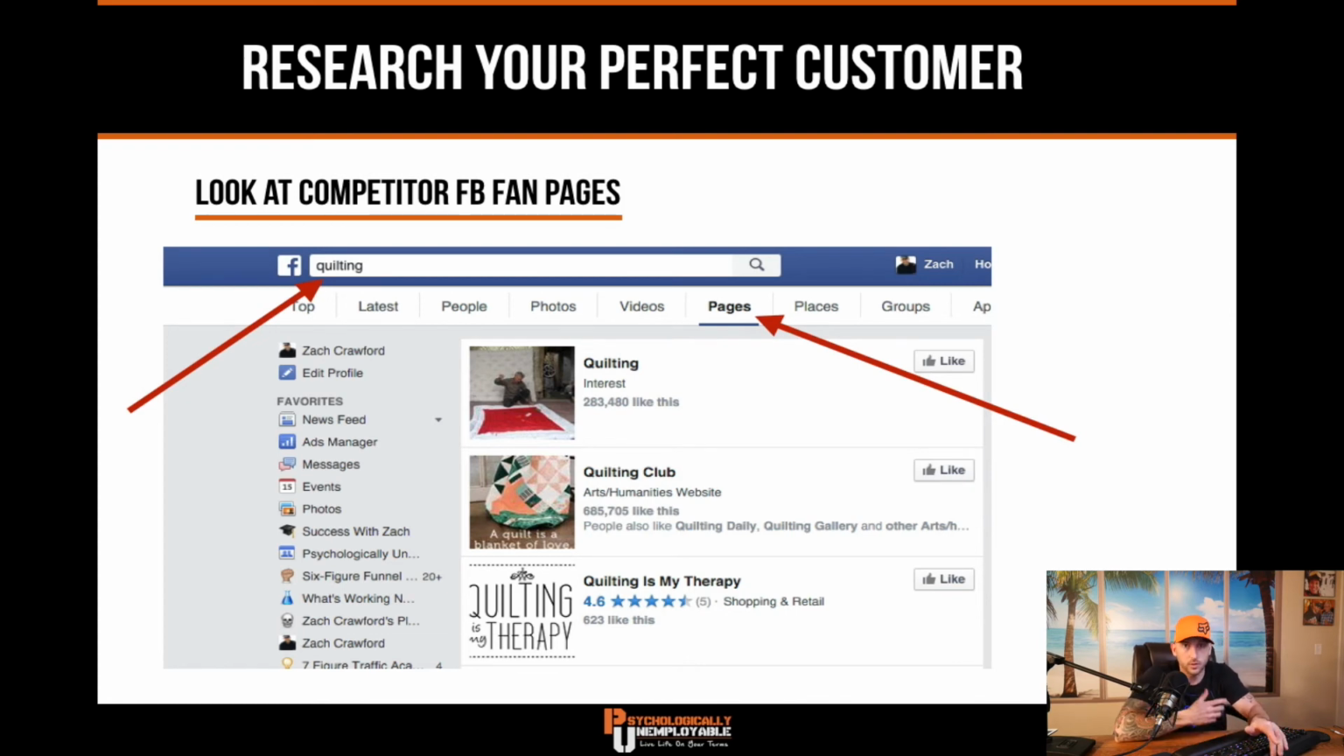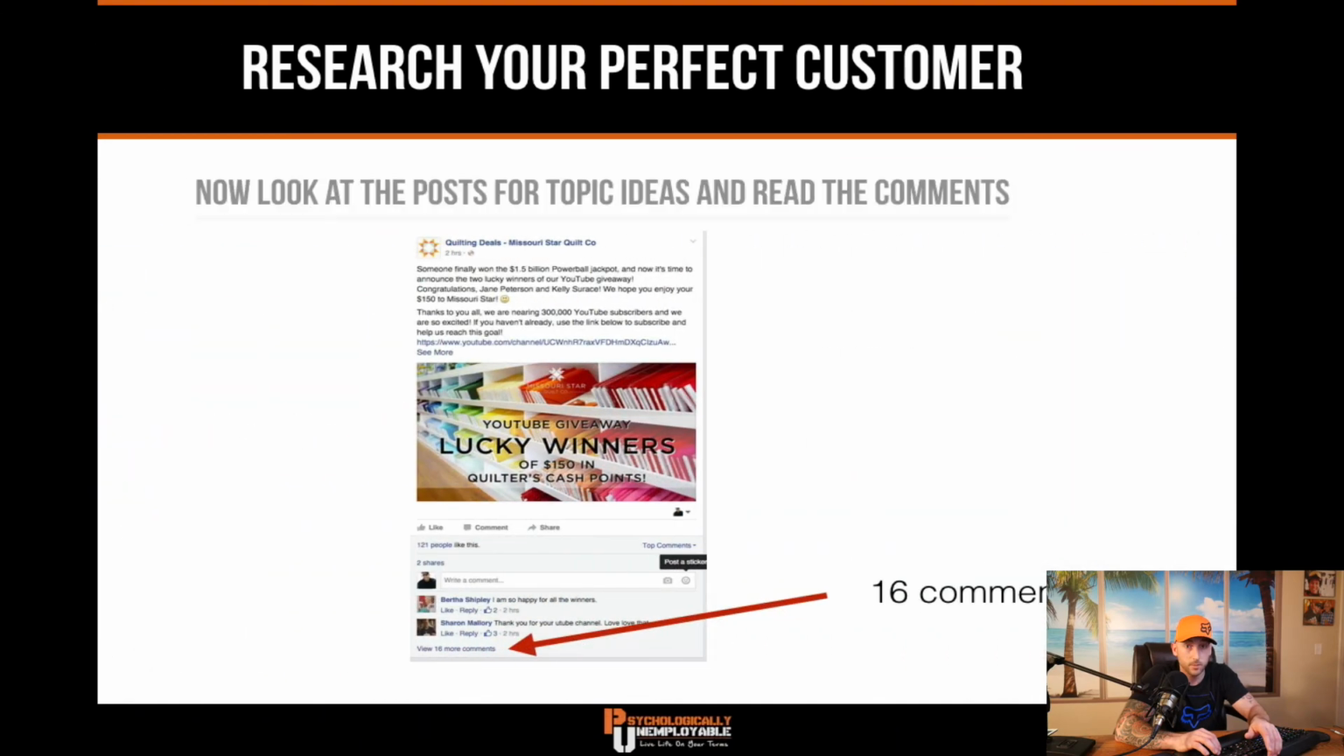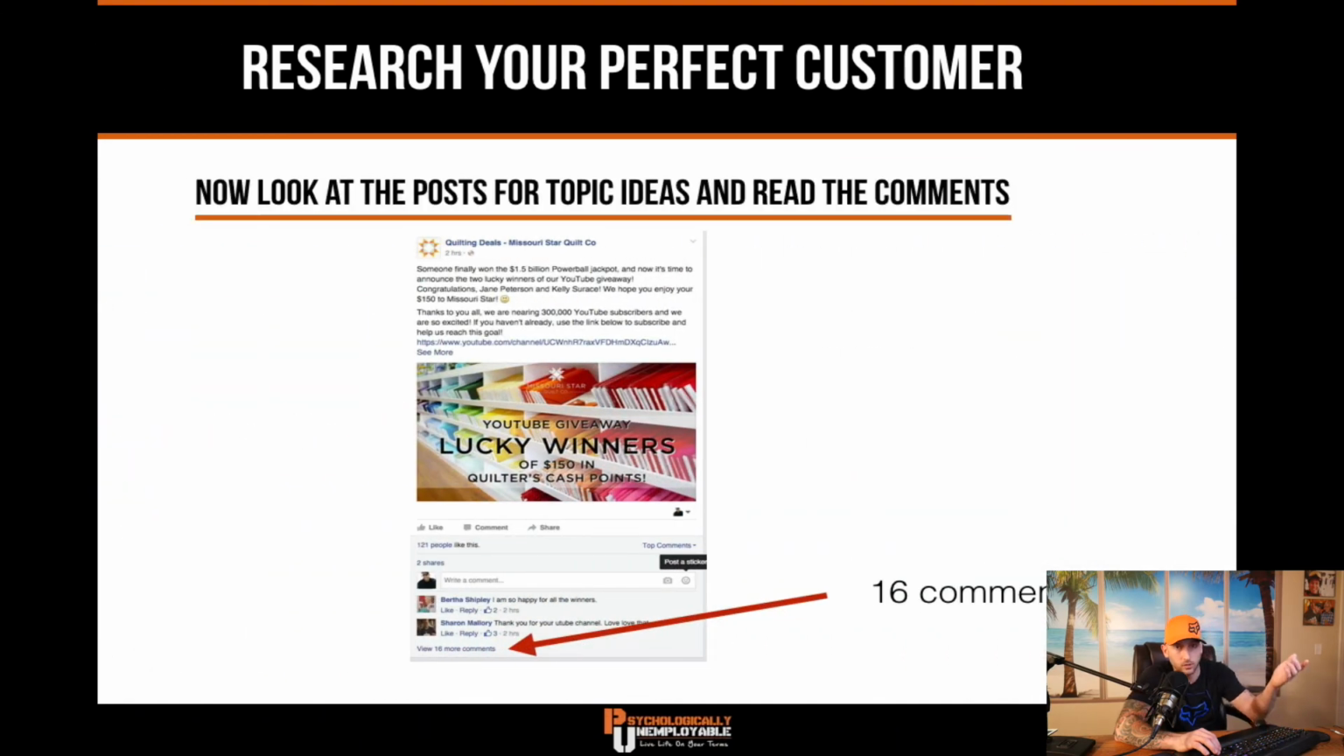So one of the things I do, if quilting was my niche, right, I'm going to go to Facebook and I'm going to go to pages and groups. First, I'm going to go to pages and type in the keyword quilting. So I want to check it out and see how many pages are on quilting. Now what I'm going to do is find a popular one, and I used the example of Missouri Quilt Co. before in the previous video.